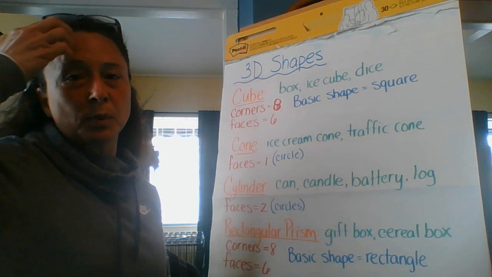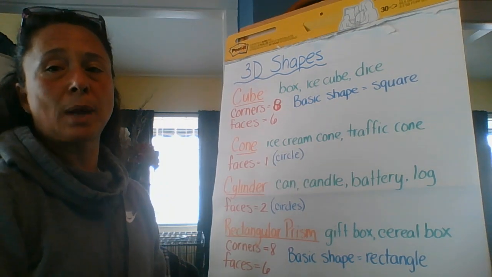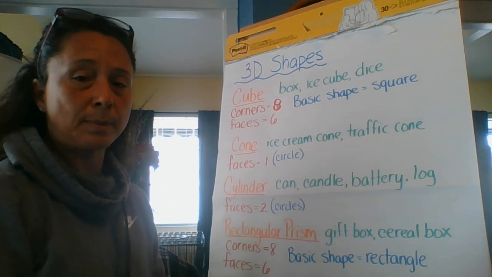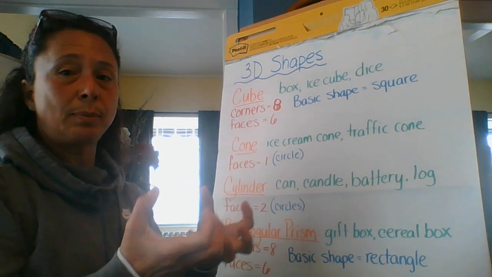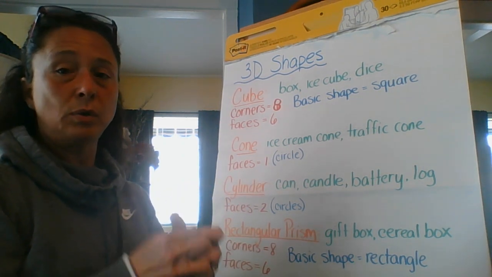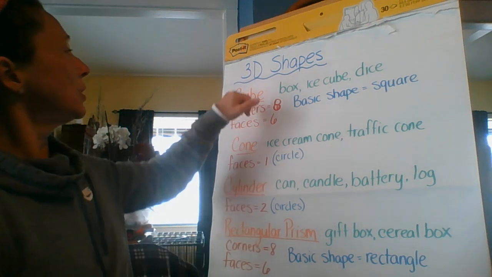All right, boys and girls, we are going to learn about 3D shapes. 3D shapes means three-dimensional shapes. That means the shapes are not flat like two-dimensional. They're actually shapes you can hold in your hand. And we see them all day long in our normal daily life. So let's talk about the first one.